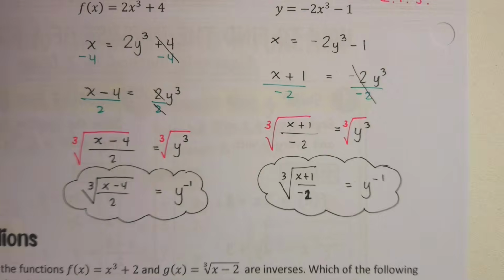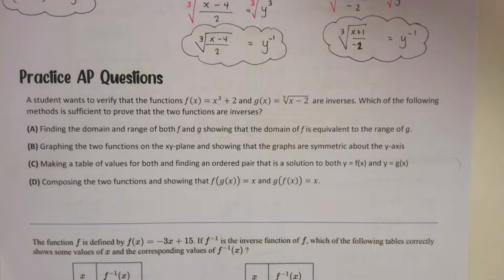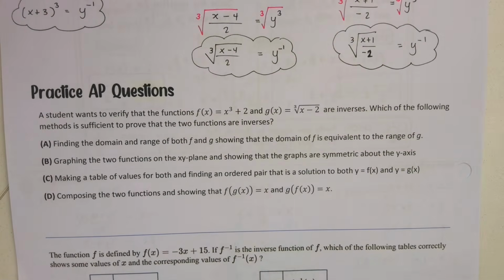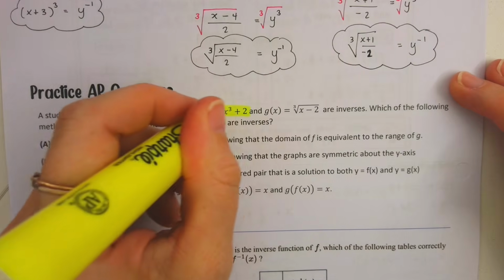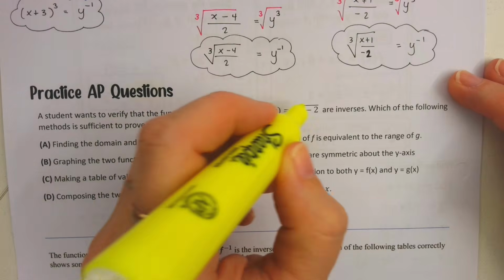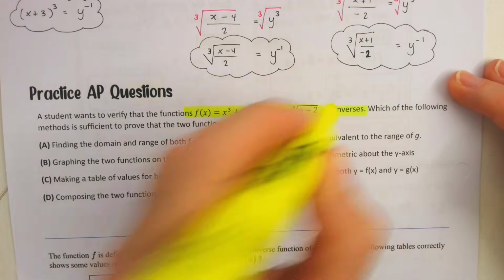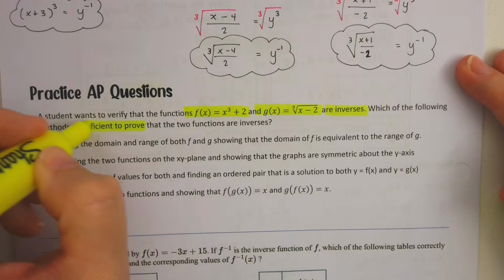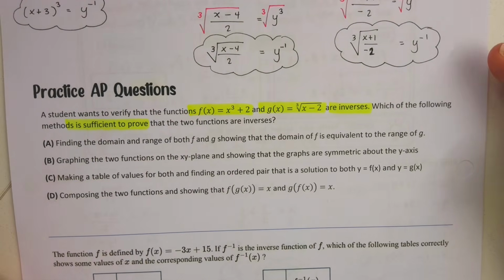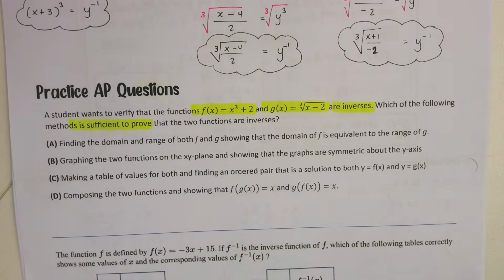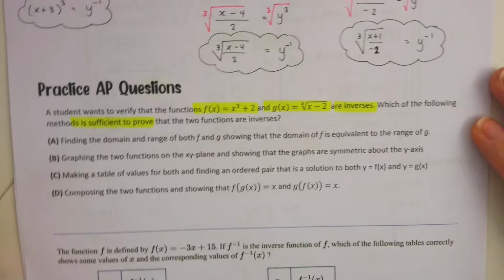All right, couple of practice AP questions. Oh my god, it's a word problem. What do we get to do? Annotate. Okay, a student wants to verify that the functions f of x equals x to the third plus 2 and g of x equals the cube root of x minus 2 are inverses. Which of the following methods is sufficient to prove that the two functions are inverses? This one kind of tricked me when I first worked it because I thought that the answer was not sufficient to prove, but apparently it is according to AP Classroom. Read through the answers. Put your final answer on a whiteboard. Let's see if we can figure it out.